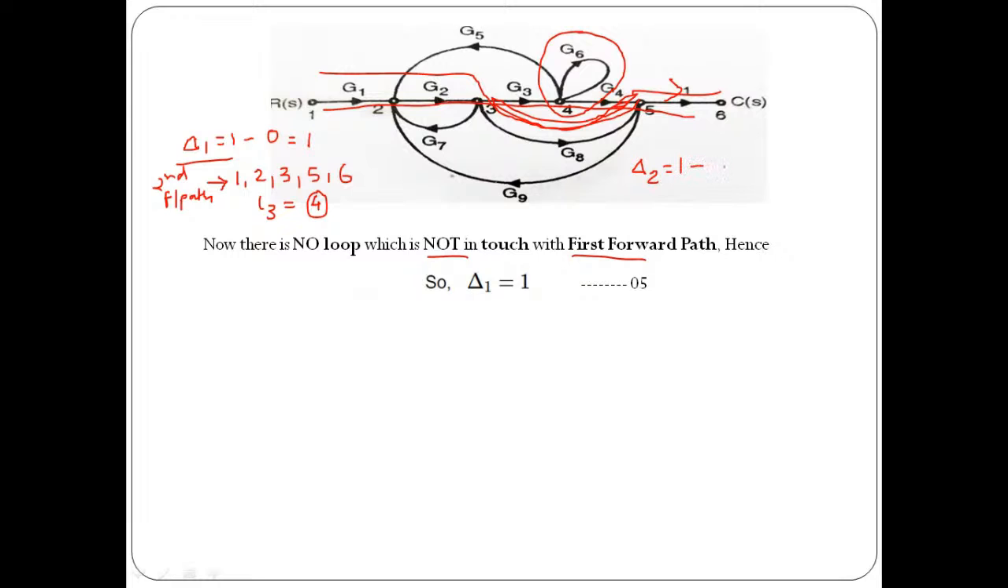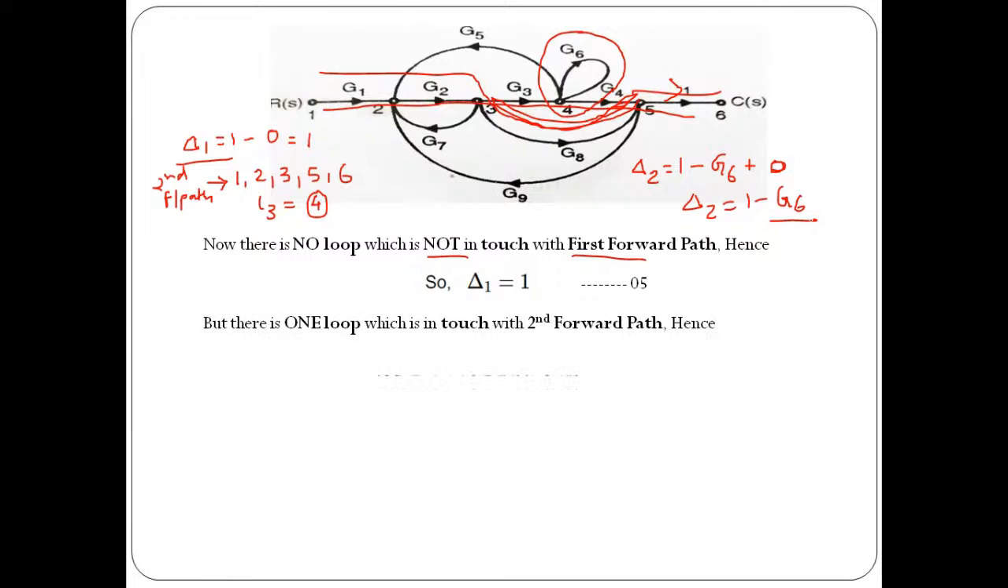So in that case, the expression for delta 2 will be 1 minus loop gain of individual loops. So here we need to take G6, and then plus the summation of product of loop gain of two non-touching loops. This will be 0, because we have only one loop that is not in touch with your second forward path. There will be no pair of loop gains, hence it is going to be 0. So delta 2 is going to be 1 minus G6. That is important.